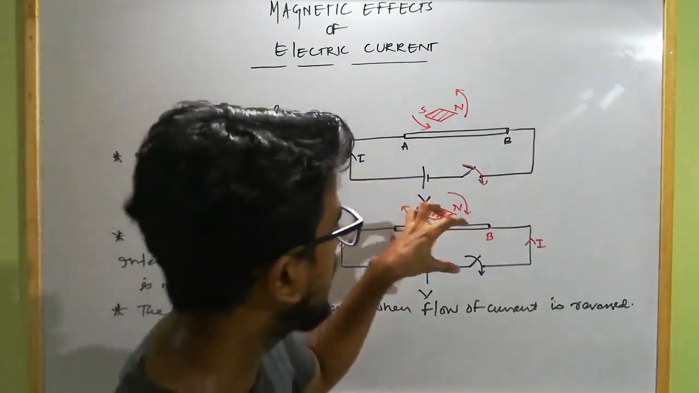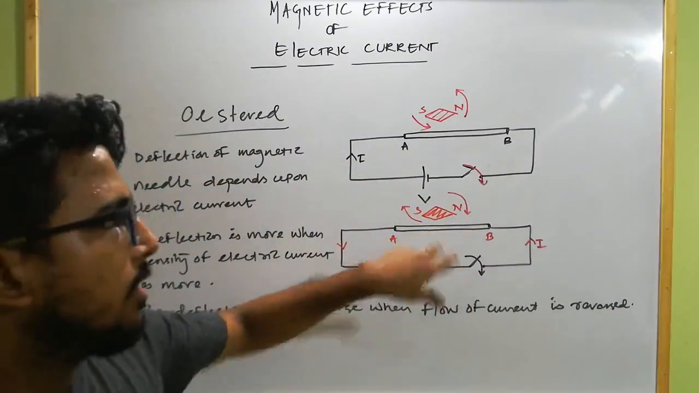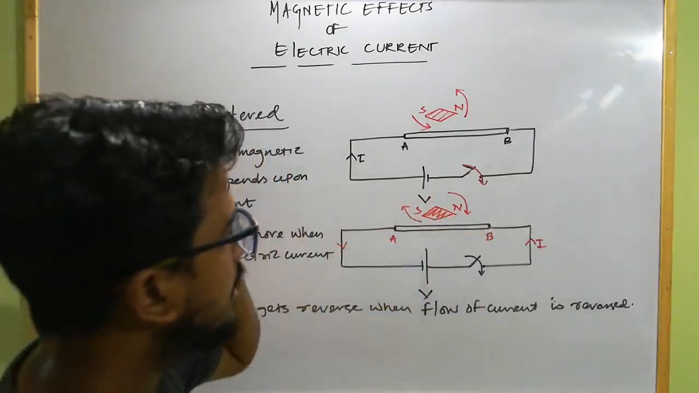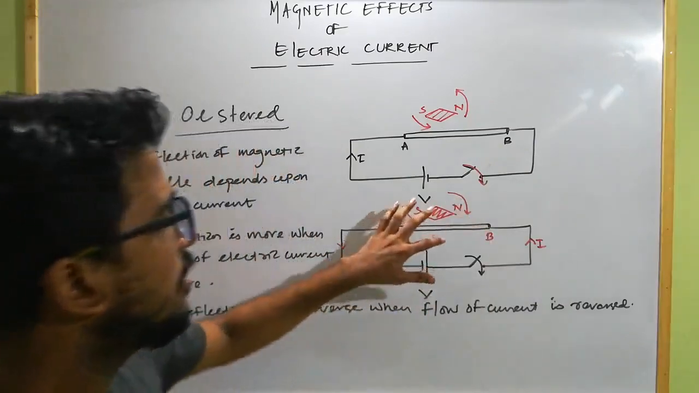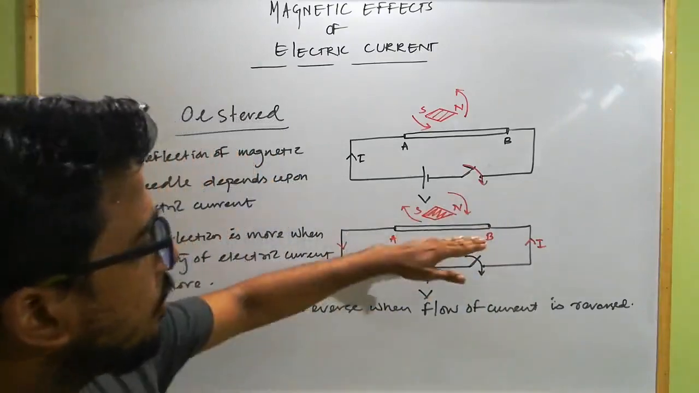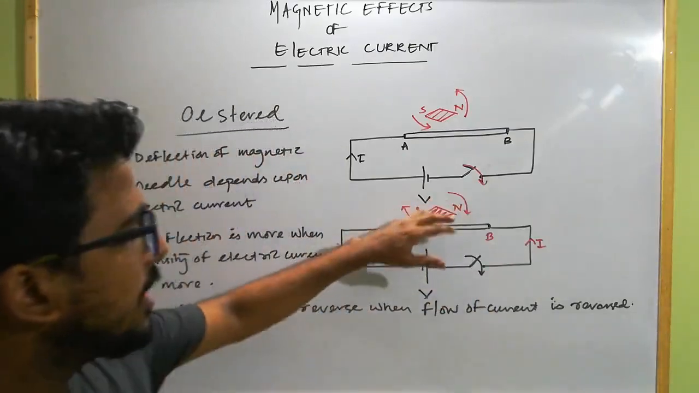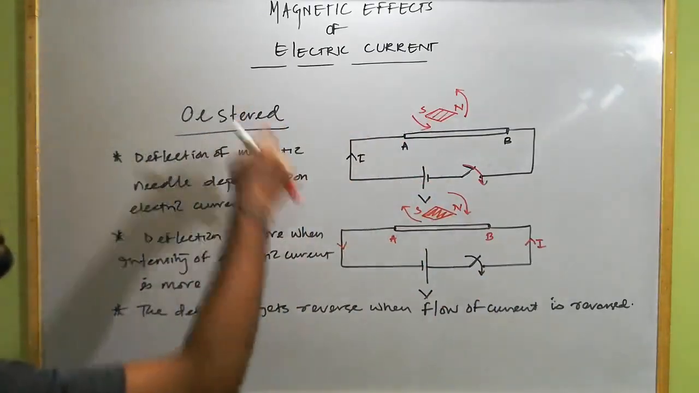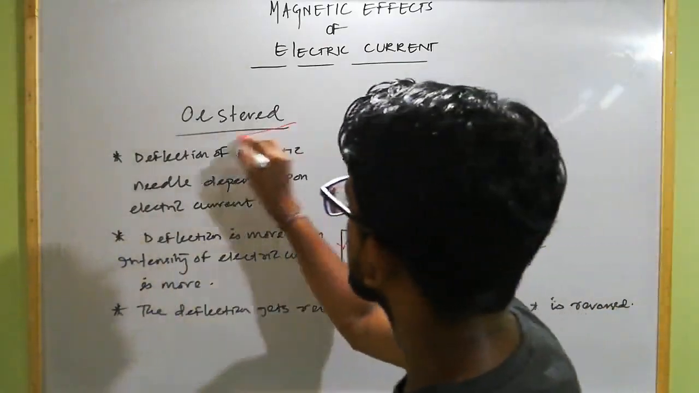And that magnetic field is due to what? The flow of electric current through this current carrying conductor. Because when there is no current flowing through this conductor, the magnetic needle placed near to this conductor didn't get deflected. That means only when current flows through this conductor, it gets deflected. That means the electric current must have a magnetic effect due to which it creates a magnetic field surrounding this conductor. That's why it's known as the magnetic effect of electric current. And it was first observed by the scientist Oersted.